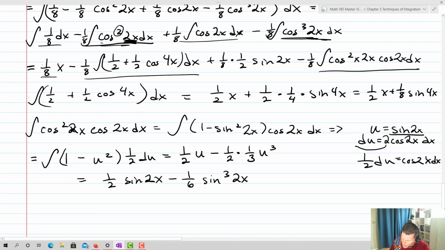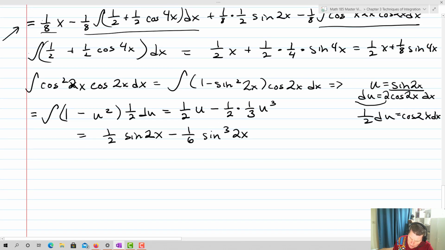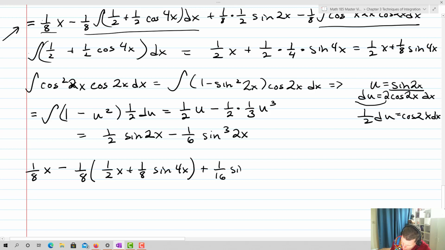Okay? Now we just need to put it all together. So we're going to go back up to this one here, this equation here. I've got 1/8 x minus 1/8 times 1/2 x plus 1/8 sine 4x plus 1/16 sine 2x minus 1/8 times 1/2 sine 2x minus 1/6 sine cubed 2x plus c.